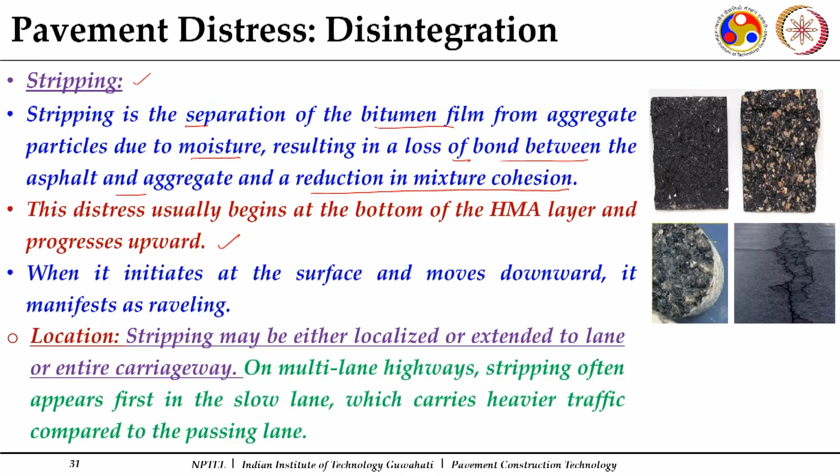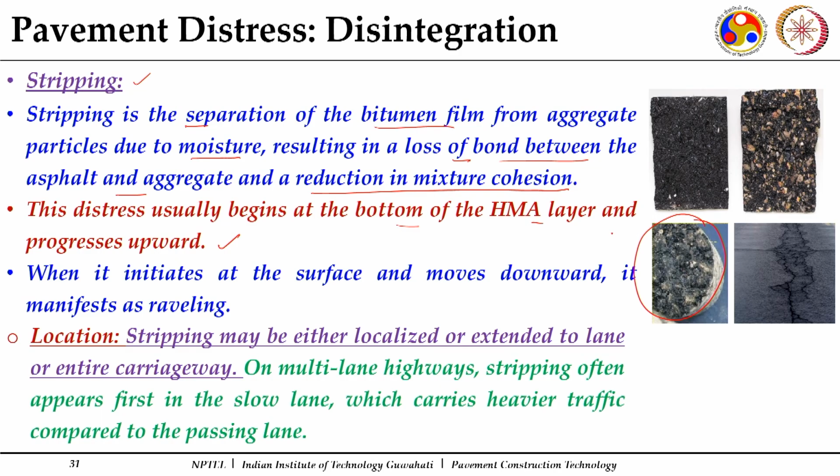So, many a times on the top, from the camber, the water goes off, but whatever is coming up from the underlying layers is usually one of the main reasons for stripping which is observed. If it happens from the top, then it takes the form of raveling, which we will discuss in the next slides. So, this stress usually begins at the bottom of the HMA layer.